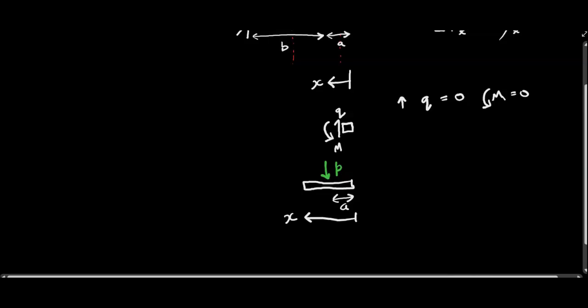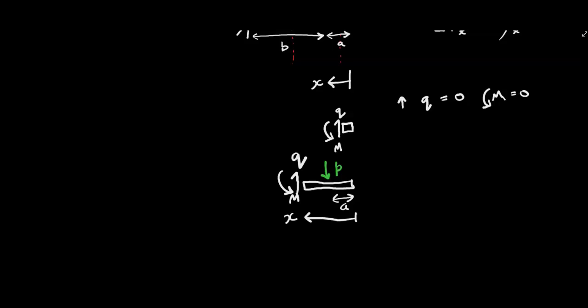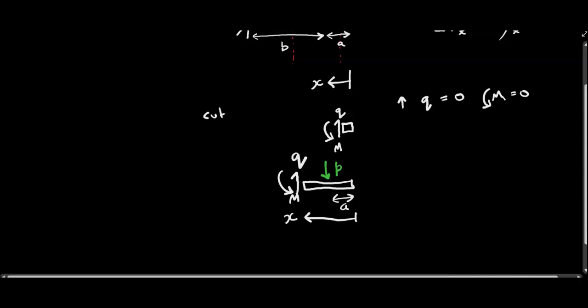And in order to maintain equilibrium, we have to have these internal loads. So we've got a Q at position X, and we've got a moment at position X. So this is cut 2. Let's just label this one. So this is cut 1, and this is cut number 2.